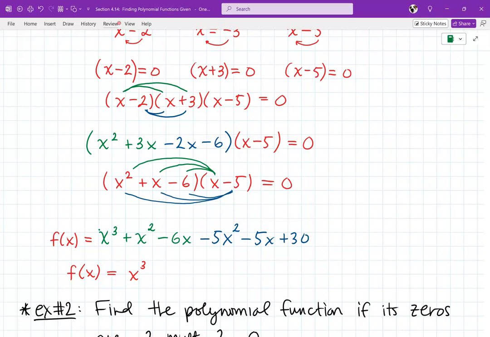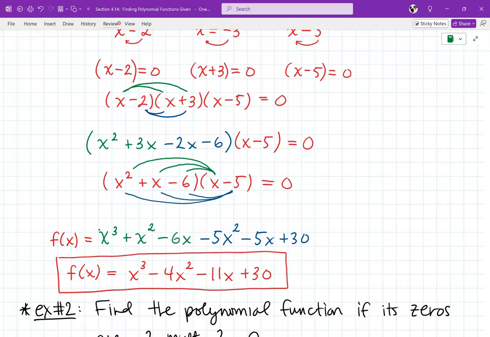Do I have x squareds in common? Yeah, I have a positive x squared minus 5x squared. That's negative 4x squared. All right, I got those. X to the firsts. I have a negative 6x minus a 5x. That's negative 11x. And then my number, that's 30. And this is my answer for this problem.